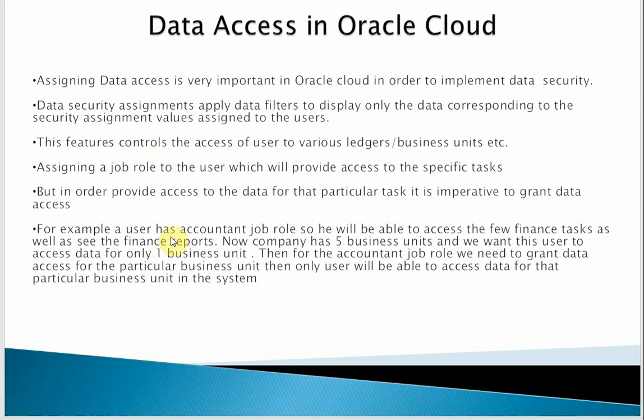If we have a user who has an accountant job role, he will be able to access the finance tasks as well as the finance reports. Now, the company has 5 business units and wants this user to have access to data for only one business unit. Then, for this accountant job role, we need to grant data access for that particular business unit only, so that the user will be able to access the tasks as well as the data for that business unit only. So, this will provide security to the data.